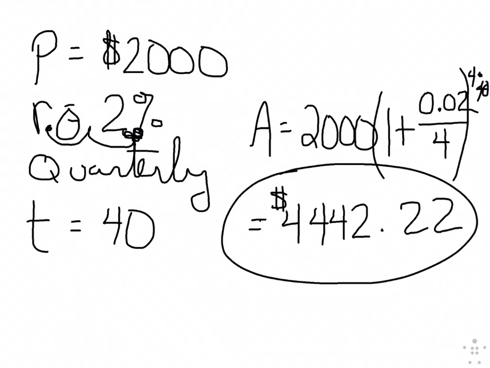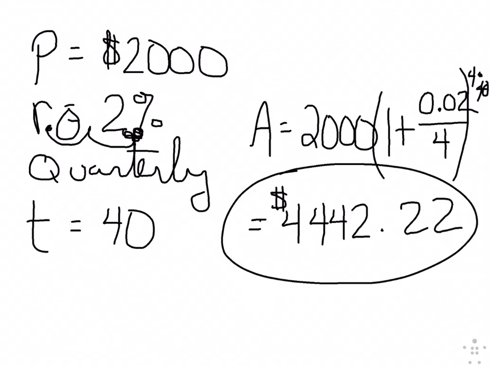So that means Madison started out with $2,000. Now she's got $4,442.22 without ever having to touch the account. Now, is it a lot of money? No, it's not. But at the same time, she didn't do anything to do it. She didn't keep adding regular payments into that account. She just took a one-time deal and put it in there, and that's it.